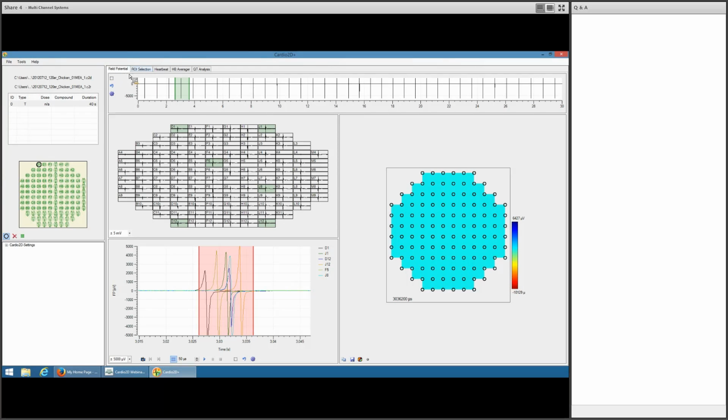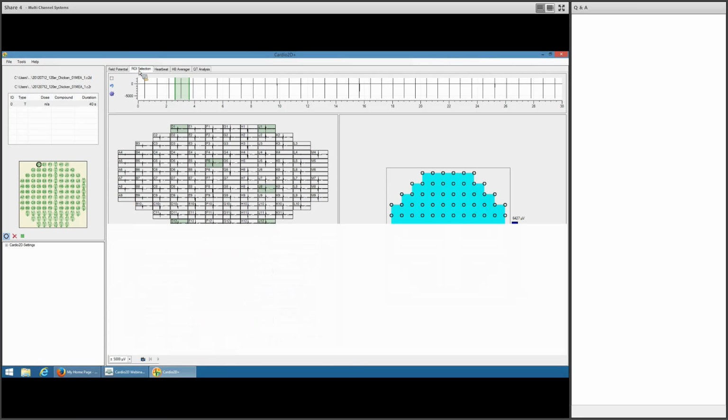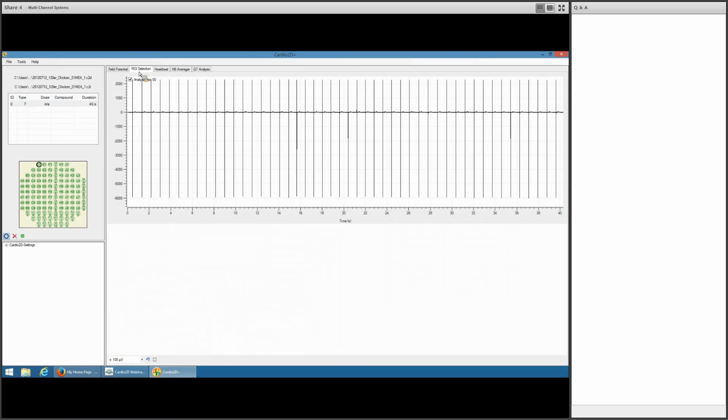We are still here in the tab Field Potential. The next tab is the Region of Interest selection. Here there is no reason to select or deselect something. I look here at the full 40 seconds of the experiment. If for some reason I don't want any heartbeats, I can just label them and they will not be included into the further analysis. So the next tab is then the so-called Heartbeat tab.